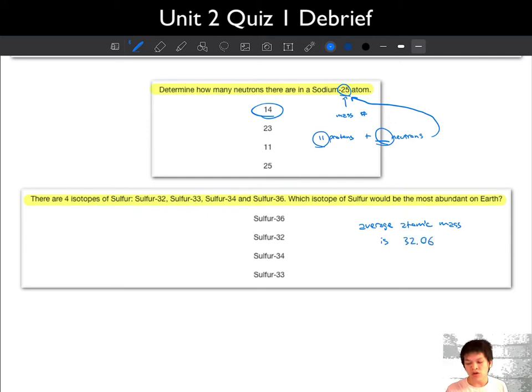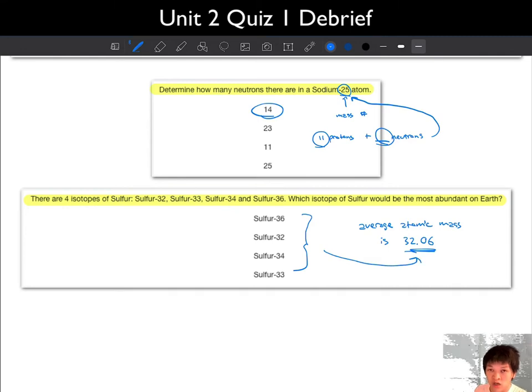Remember, average atomic mass accounts for, or is closer to, whatever isotope has the most abundant form, right? So if we know that the average atomic mass accounts for the highest percent abundance isotope weight, then the isotope that contributes the most to the average atomic mass should be the one that's closer to the average atomic mass. It should be sulfur-32, and that would be it. Alright?